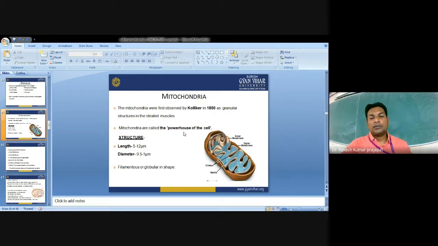If you see the structure of mitochondria, the length varies from 5 to 12 micrometers and the diameter is 0.5 to 1 micrometer. It is filamentous or globular in shape. It has two membranes, an outer membrane and an inner membrane, each a bilayer plasma membrane. The inner membrane has invaginations.